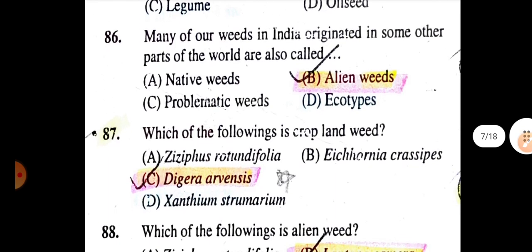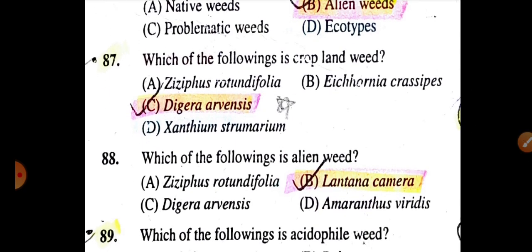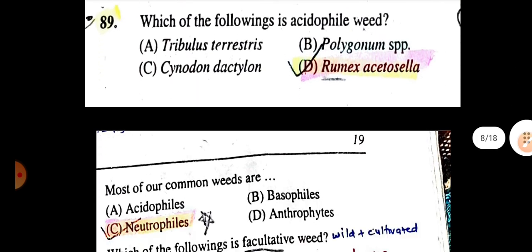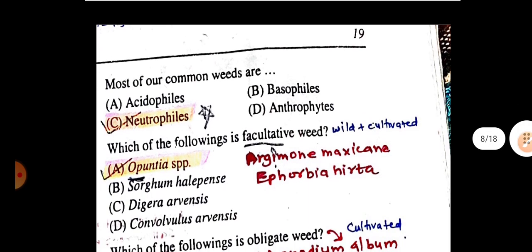Many of our weeds in India originated in some other part of the world. It is an alien weed. Which of the following is a crop land weed? Digera arvensis. Which of the following is an alien weed? Lantana camara. Which of the following is an acidophile weed? Rumex acetosella.